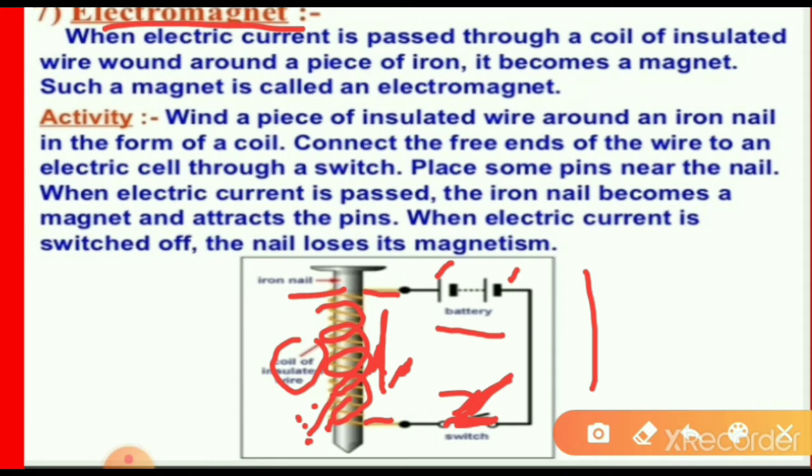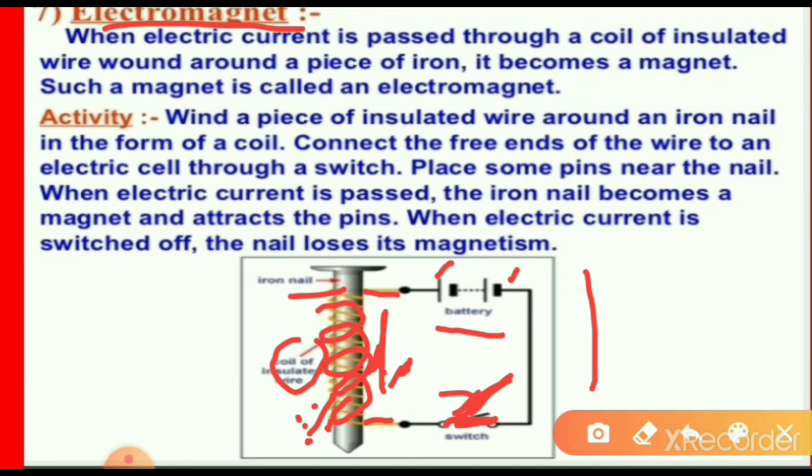Electromagnets are also used to separate magnetic materials from junk. Doctors use tiny electromagnets to take out small pieces of magnetic material that have accidentally fallen in the eye, and many toys also have electromagnets inside them. So that is the electromagnet.